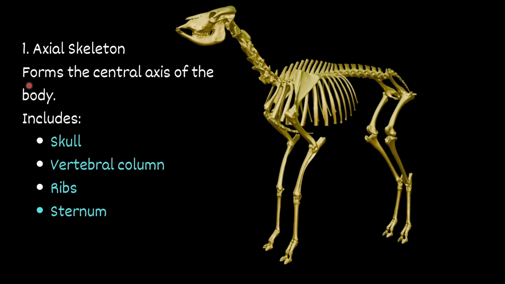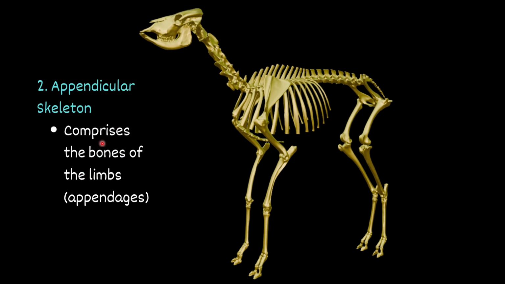Axial skeleton forms the central axis of the body. It includes the skull, the vertebral column, ribs and sternum. You can see this is the central axis of the body of the animal. So the skull part, you can see the skull. The vertebral column, clear. Then the ribs and the sternum. So the skull, vertebral column, ribs and the sternum form the axial skeleton.